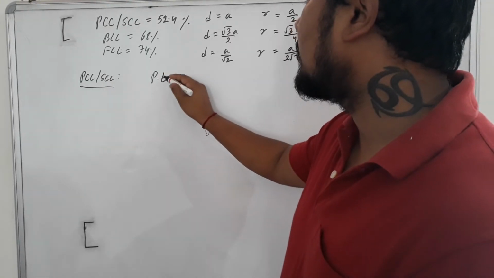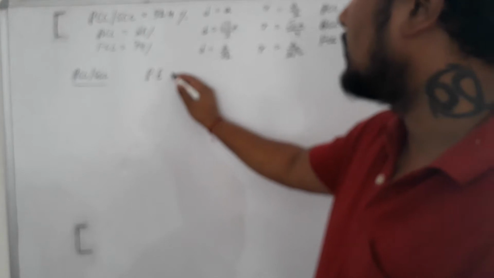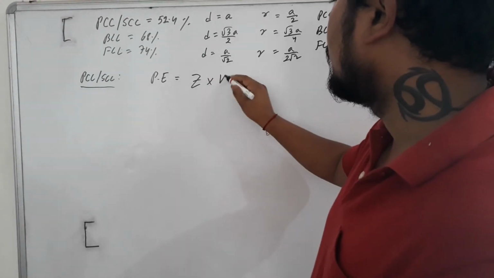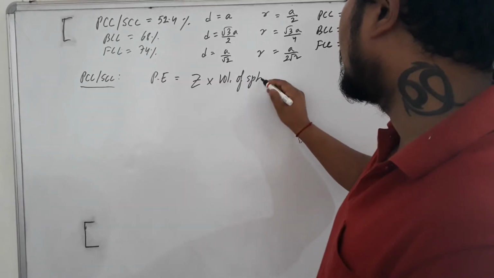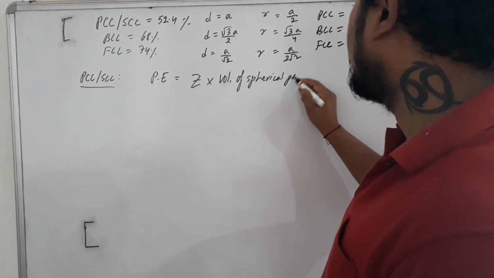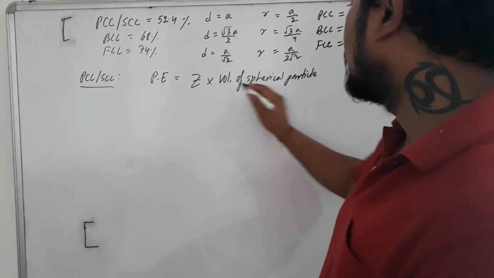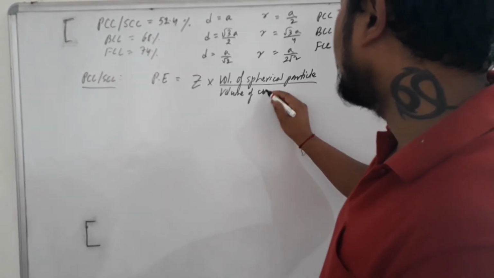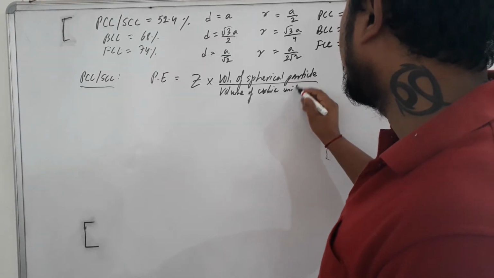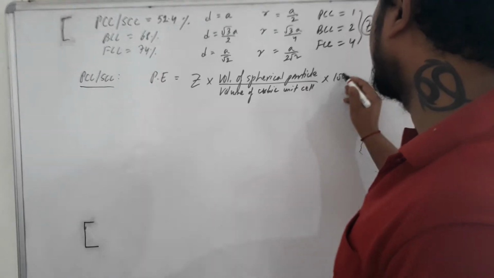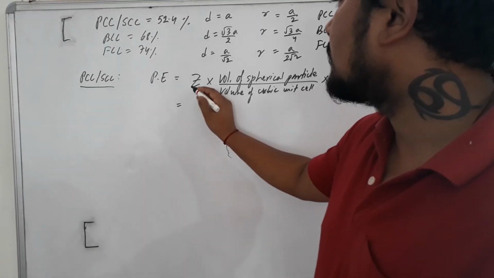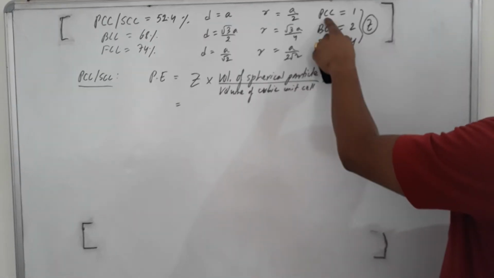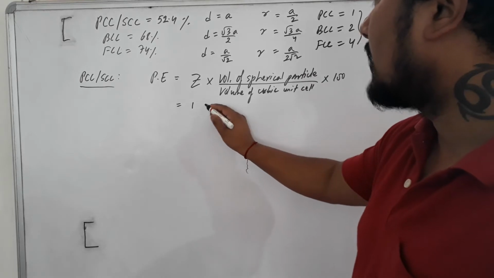So packing efficiency I am writing as PE, and the formula to calculate this is Z into volume of spherical particle, divided by volume of cubic unit cell, into 100, because we are finding the percentage. So what is the value of Z for PCC? You can see the Z value for PCC is 1. So Z, the number of atoms, is 1.